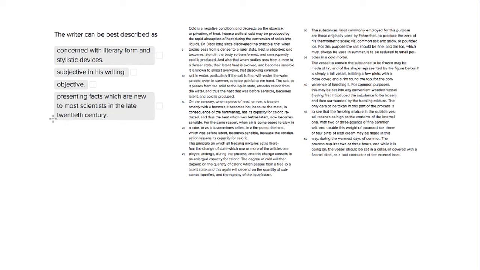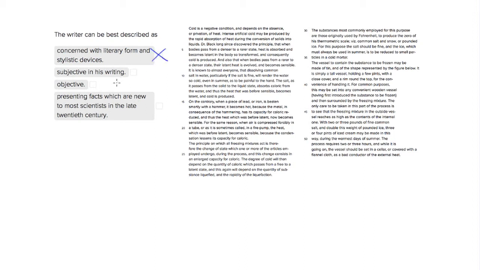The question is asking us to best describe the writer's technique in describing these different types of experiments on heat and cold. So we know that this is a scientific piece. So choice number one, concerned with literary form and stylistic devices, that's not going to be true. He's just giving us a straight read of the facts and different experiments. That's not going to be good.